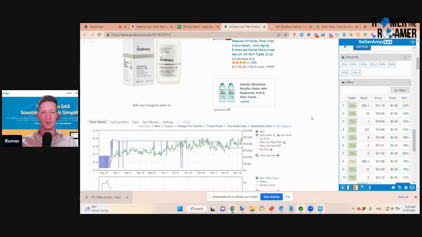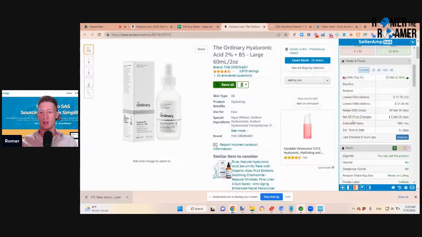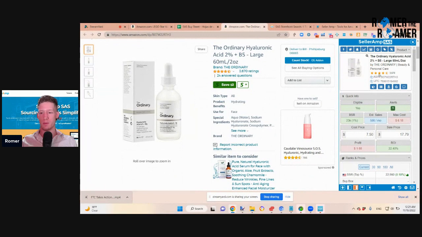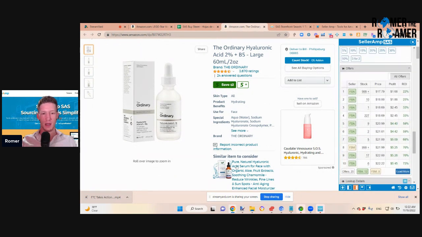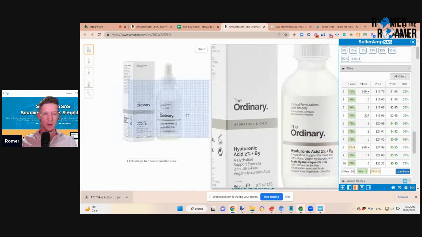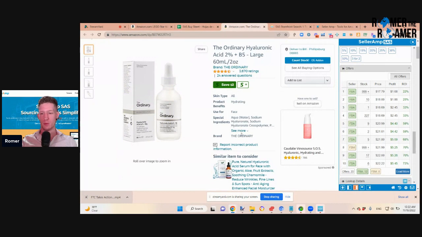Okay, so what we're going to do is we have Seller Amp and it's going to pop up here. And on this main product here, we can see how much profit. So we make $1.68 profit for paying $7.50, right around a 22% ROI. So not great, but I know that this product sells fast, and I know that we can pick up this product from different websites like Kohl's and ordinary.com and websites like that.